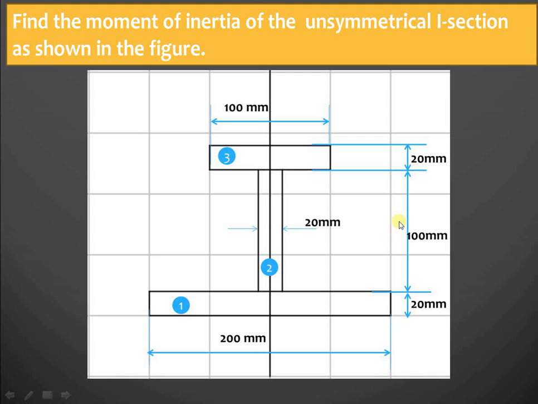So let us try to understand how to find out the moment of inertia of the unsymmetrical I section as shown in the figure. This is the top flange, this is web, and this is known as the bottom flange. And these are the dimensions which are given for this particular I section. Let us consider this first rectangle as section 1. This is our second section, and this is our third section.